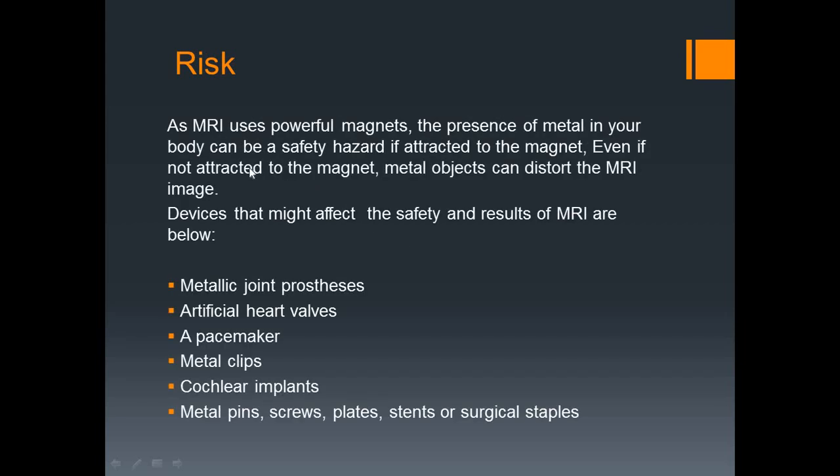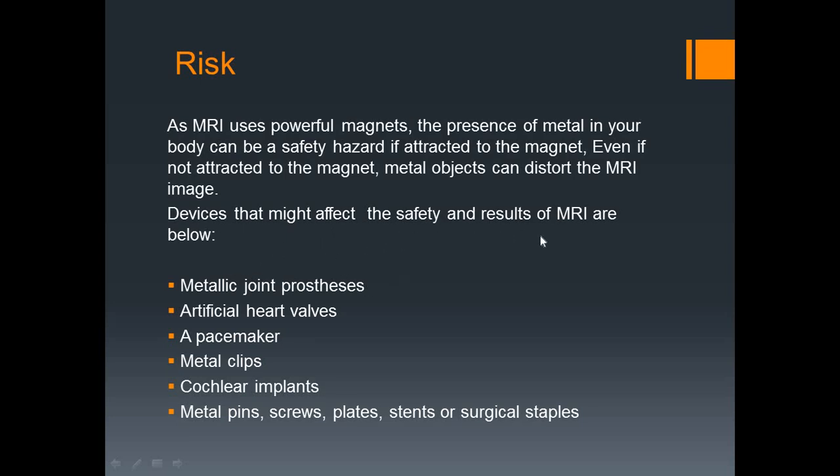Risk. As MRI uses powerful magnets, the presence of metal in our body can be a safety hazard if it attracts the magnet. Even if not attracted, the metal objects can distort the MRI image. Yes, because MRI is about a magnetic field, and those magnets attract the metallic device in our body, and that might affect our body, and it also affects the results.